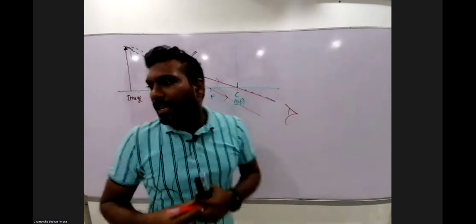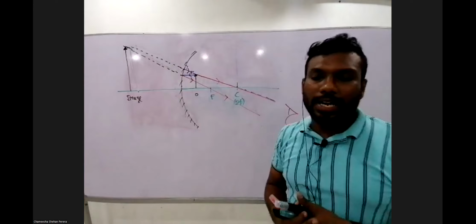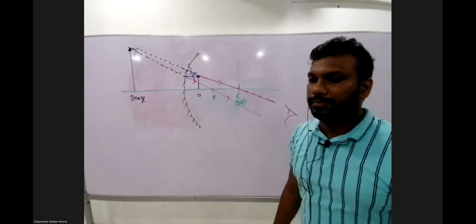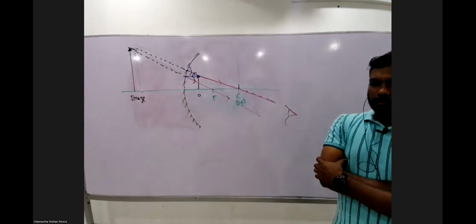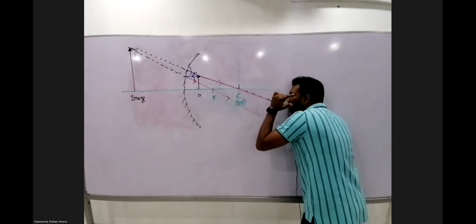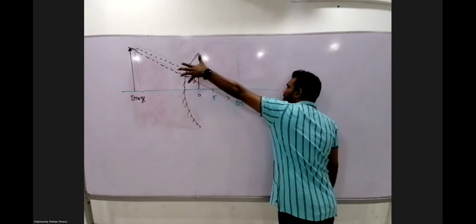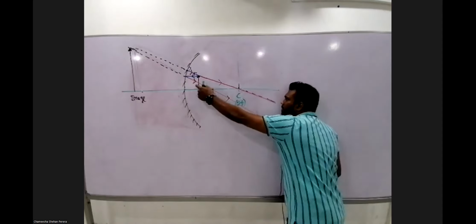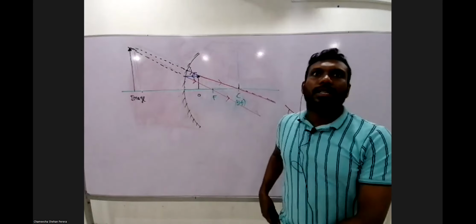So now tell me, Lamai, is the image formed inside the concave mirror or outside the concave mirror? I need you to talk to me. Is this image formed inside the concave mirror or outside the concave mirror? Inside. If I look into this concave mirror through the object only, I would see the image. Inside the concave mirror.